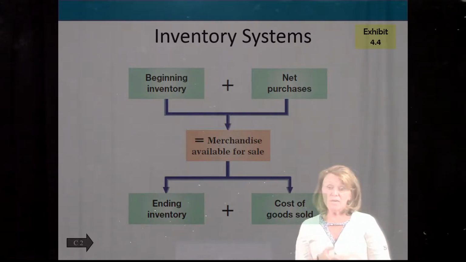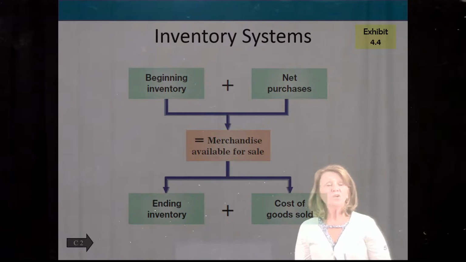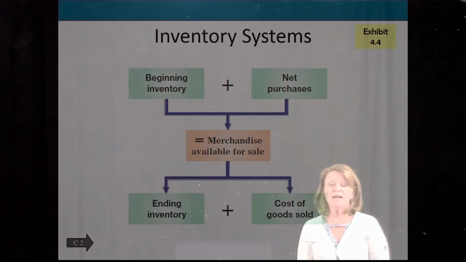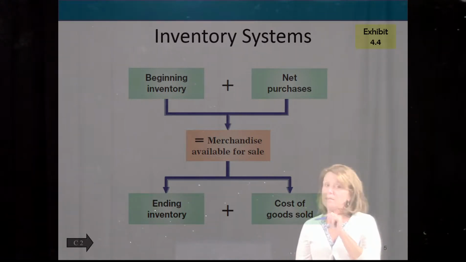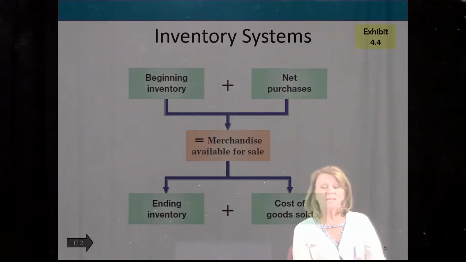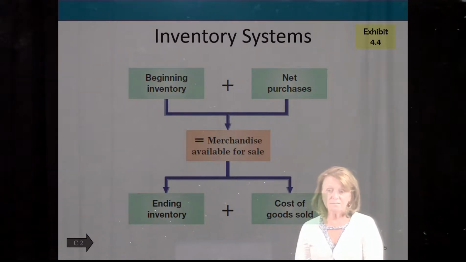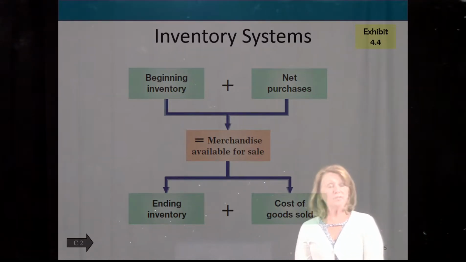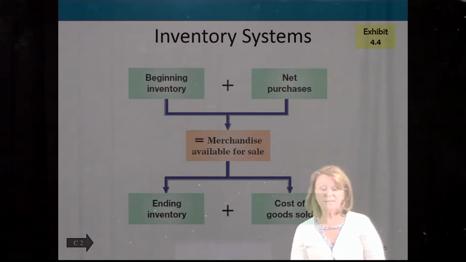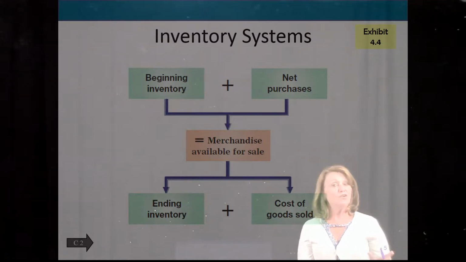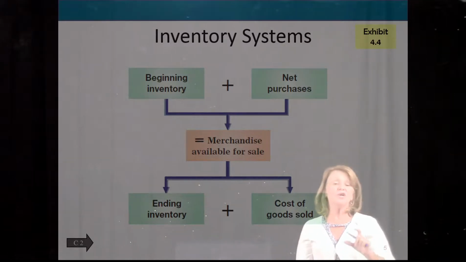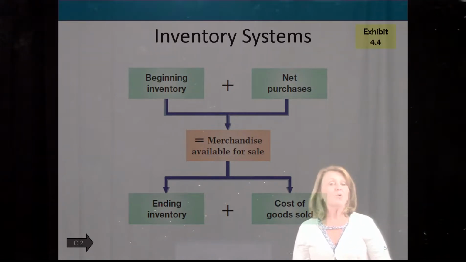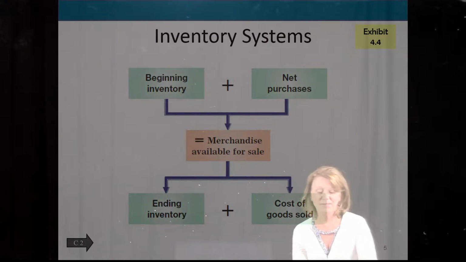So you start with the beginning inventory, you add all of your purchases, and that equals merchandise available for sale. That is a very important term during the next 2 chapters: merchandise available for sale. And then once you get to the end of your period, whatever it is, you have an ending inventory and you have cost of goods sold. Ending inventory is what you still have in your inventory, in your store or in your storage. Cost of goods sold is what has gone out and been sold to the public during that time.